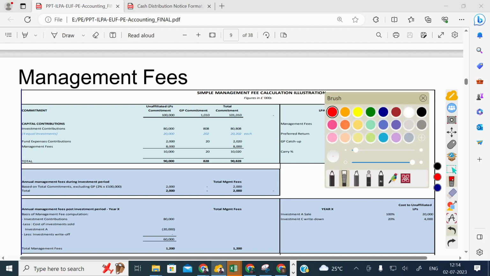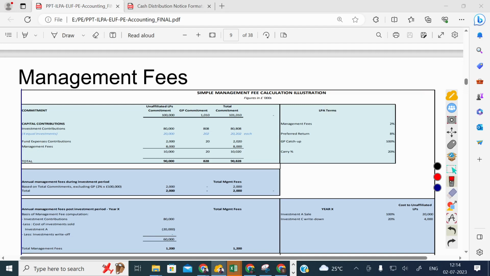Okay. So here, other terms also that you would see apart from management fees and this equal distribution of capital calls: fund expenses. You would also see contributions, fund expense contributions. I can see management fees which is 8,000 and fund contributions 2,000. That becomes a total of 10,000.